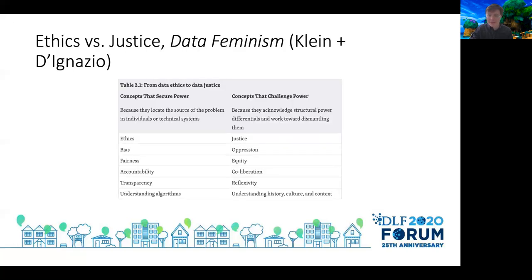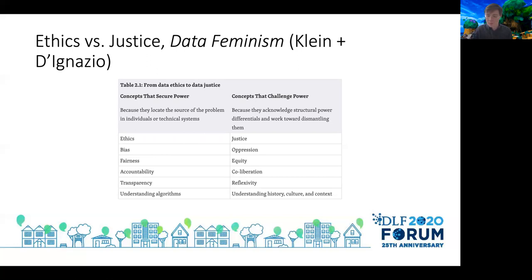Before I get into the details of how to teach data justice and some specific ways that you can include this in your instruction, I want to bring up an important distinction made by Catherine D'Ignazio and Lauren F. Klein in their book, Data Feminism. Data Feminism is an important book. It's one that's had a big impact on me. And one of the many things that it does well is describe the difference between data ethics and data justice.